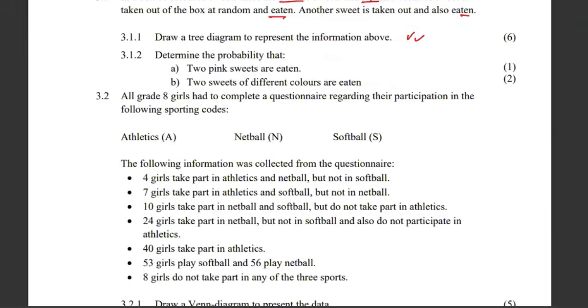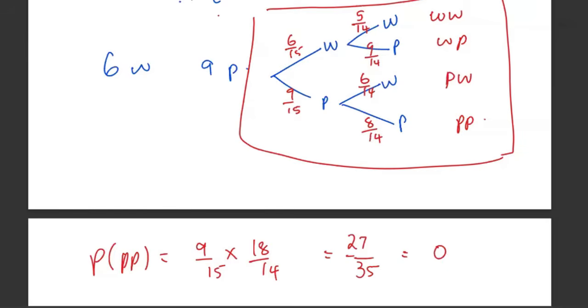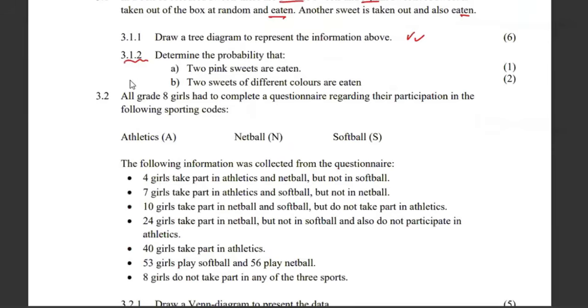Then 3.1.2, determine the probability of having 2 pink sweets. Okay, so we're looking at P and P, meaning that the first P is a 9 over 15 times the second P will be 8 over 14. So whenever we are looking at multiple events, we just multiply the probabilities. So what that is going to be is 9 over 15 times 8 over 14. And that becomes a 12 over 35, or you can give it as a decimal as a 0.34. All right, then part B, 2 sweets of different colors.